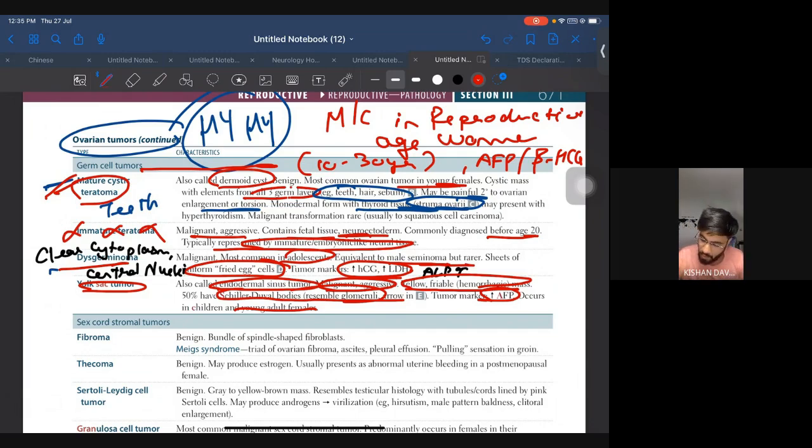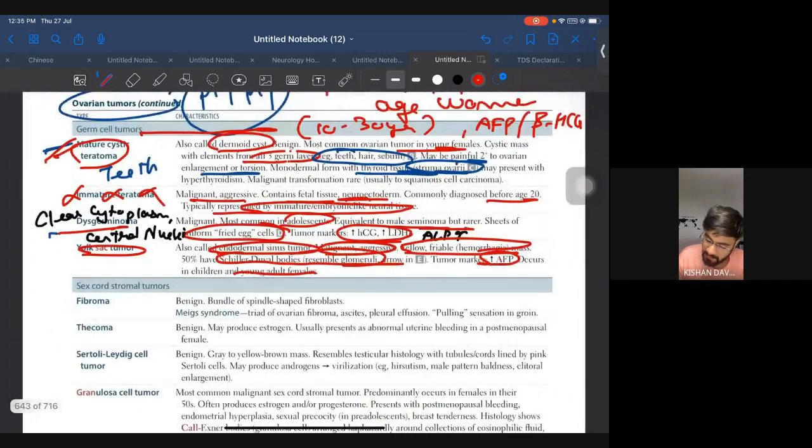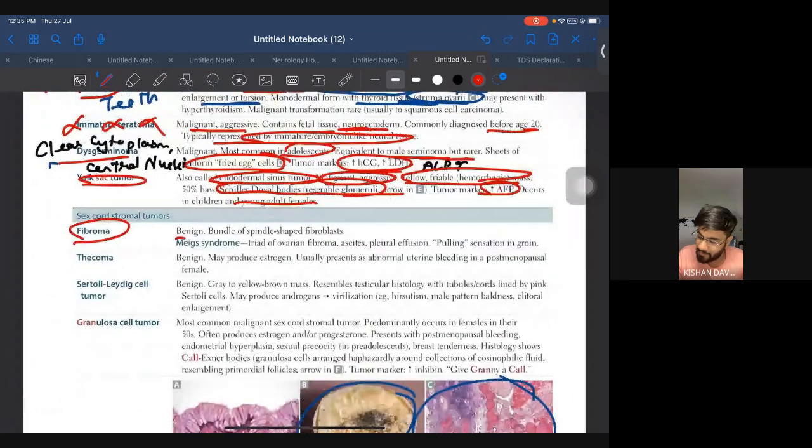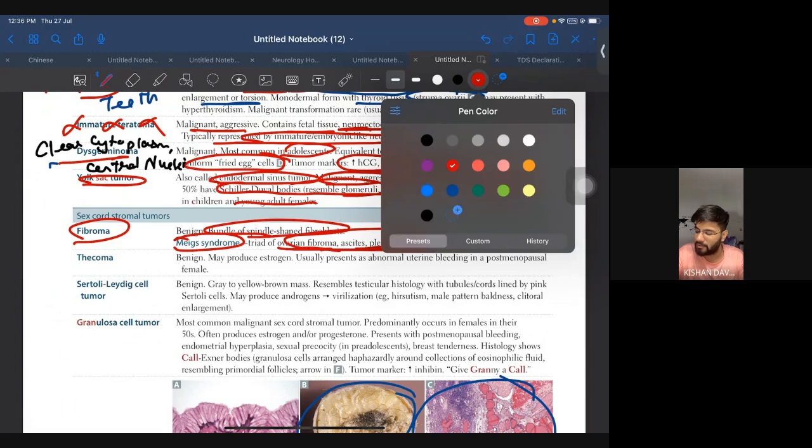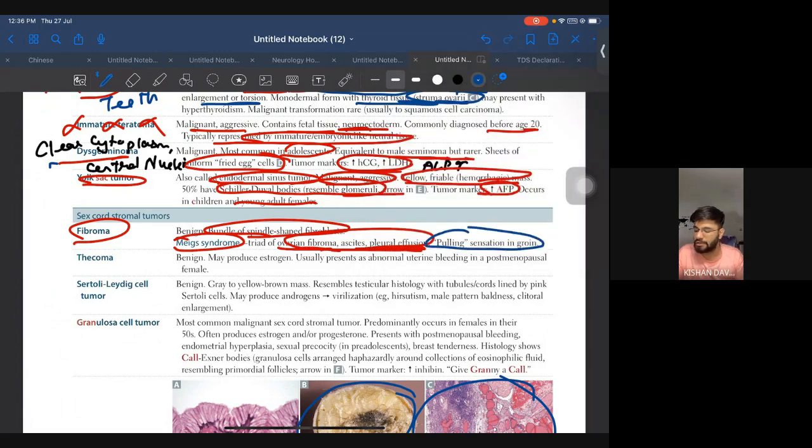Okay. Moving on to the sex cord stromal tumors. First, fibroma: benign, bundle of spindle-shaped fibroblasts. Meigs syndrome: triad of ovarian fibroma, ascites, and pleural effusion. This is very important, and they will give you one line, pulling sensation in the groin. If pulling sensation in the groin is there, Meigs syndrome. Second, thecoma may produce estrogen, usually presents as abnormal uterine bleeding in a postmenopausal female.